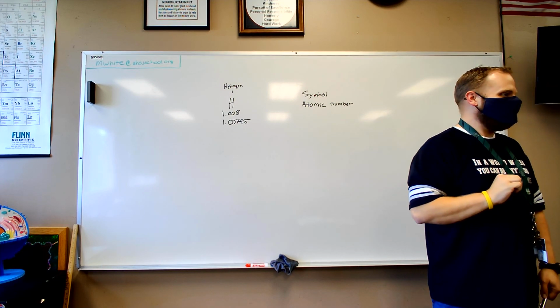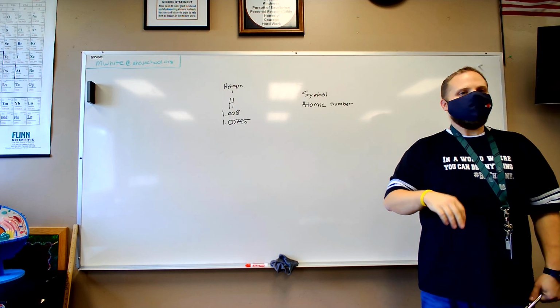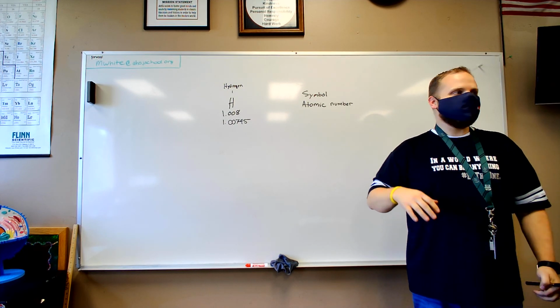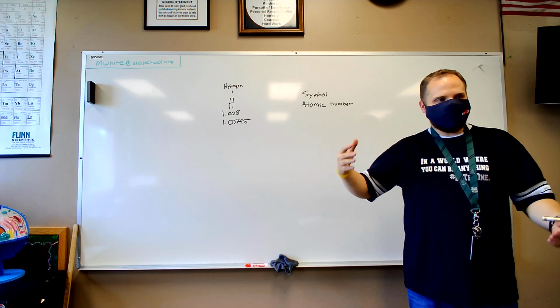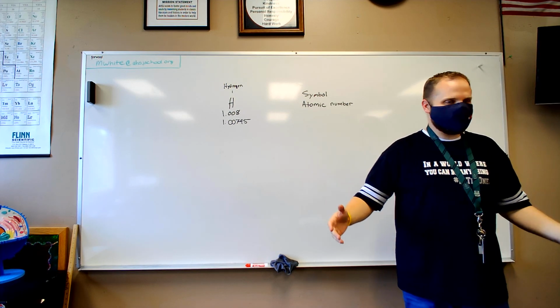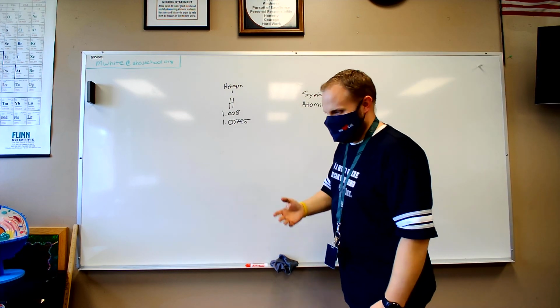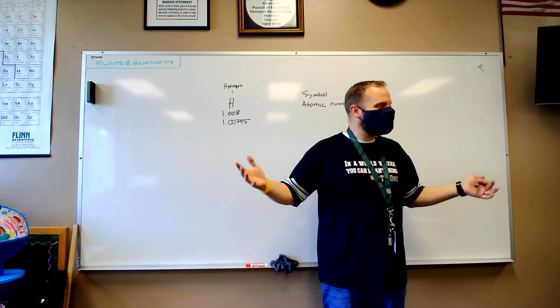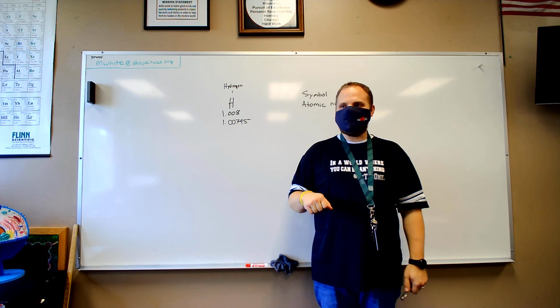That's 3. 13 has 3. 14 has 4. 15 has 5. 16 has 6. 17 has 7. And 18 has 8. Isn't that so much nicer than writing the electron configuration?